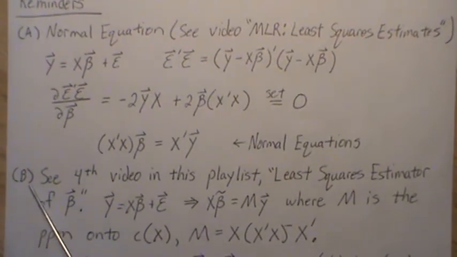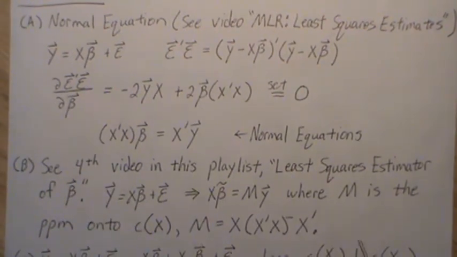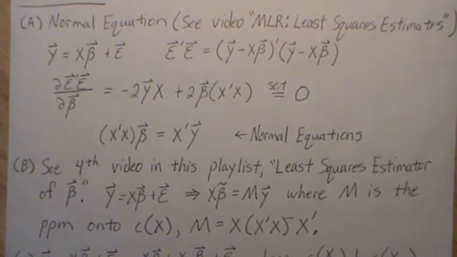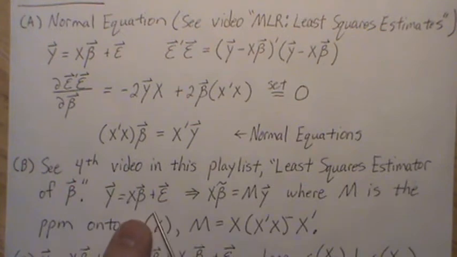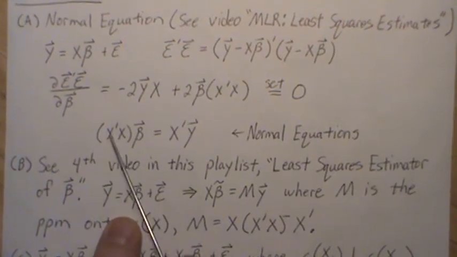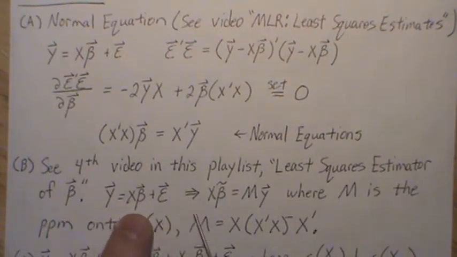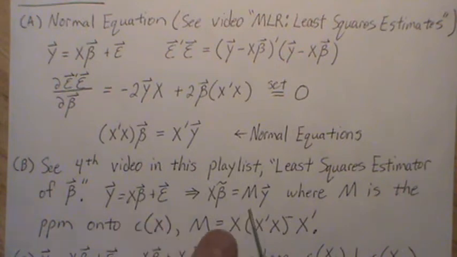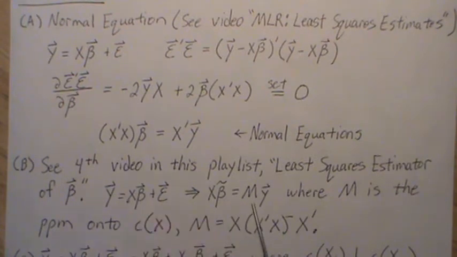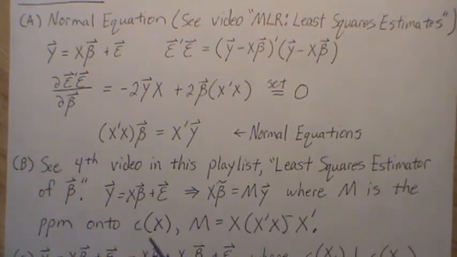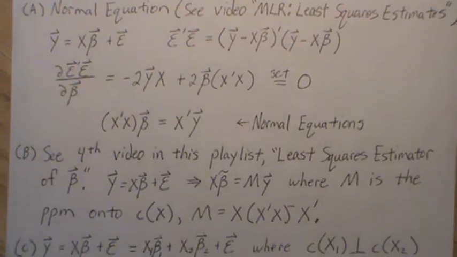Okay, that's reminder A. Reminder B points you back to the 4th video in this big playlist, General Linear Models Design of Experiments, where we looked at the least squares estimator of beta. We have our general model, and the design matrix is not full column rank. The least squares estimate has to satisfy this equation: X beta tilde equals MY, where beta tilde is the least squares estimate for beta, M is the perpendicular projection matrix on the column space of X, and it's defined this way using the generalized inverse operator.